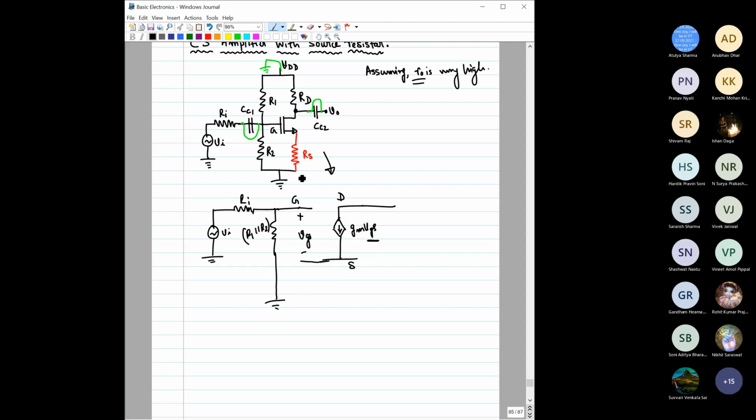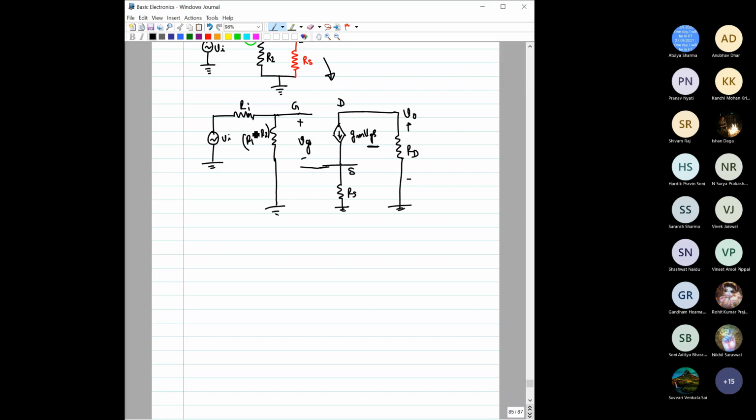Now with this source, we have connected another resistance which is RS. With the drain terminal, we have connected RD, and the other terminal of RD is grounded. We have taken the output from this drain terminal, so the output is expected to be plus here, minus here, right? Okay. Now, see this analysis here.